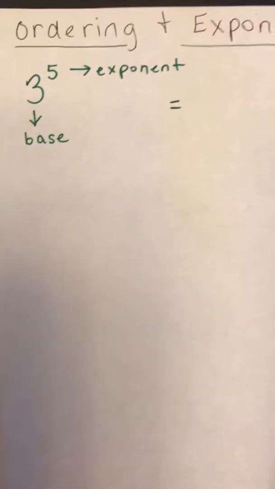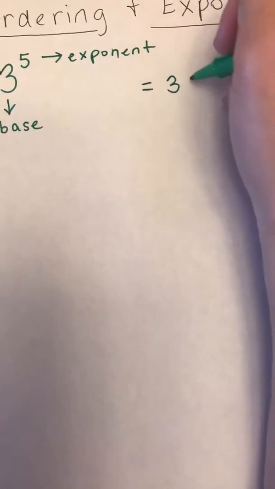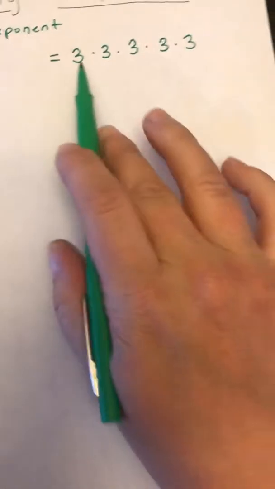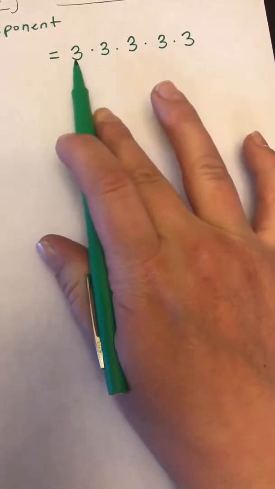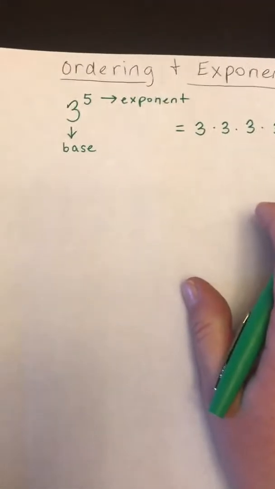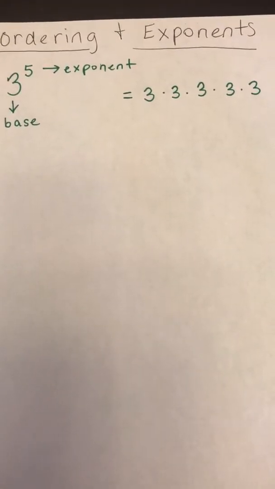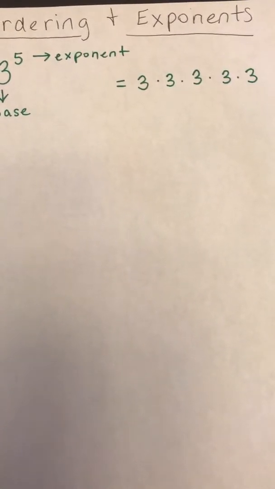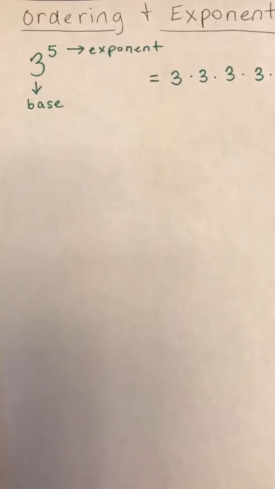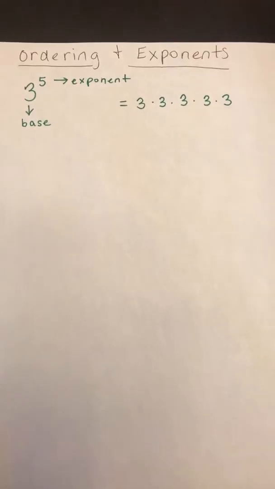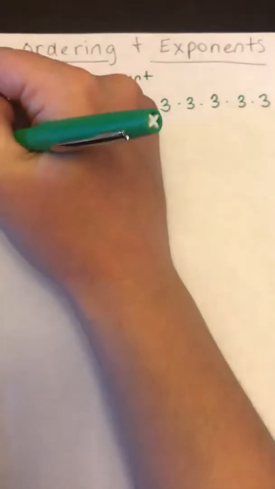And if I was to actually write this out in what we call expanded form, it would look like this. 3 times 3 times 3 times 3 times 3. Okay, so we have the base number 3 repeated, and it repeated 1, 2, 3, 4, 5 times. So 3 to the 5th power is the same thing as multiplying 3 by itself 5 times. Okay, so the first thing we're going to do is I'm going to give you some numbers that are expanded, and we're going to write it in what's called exponential notation.